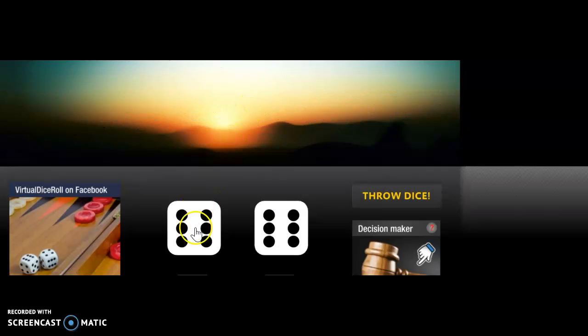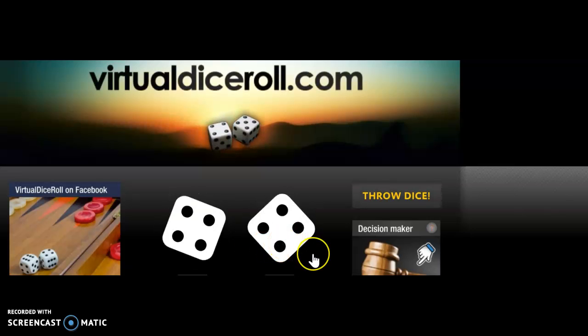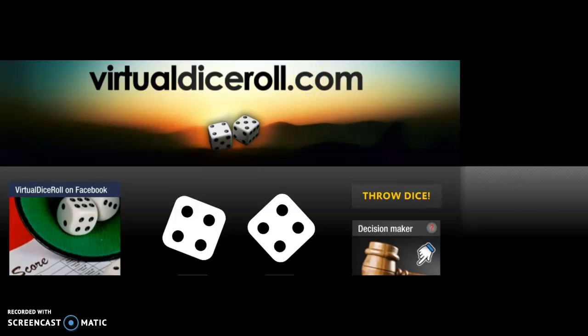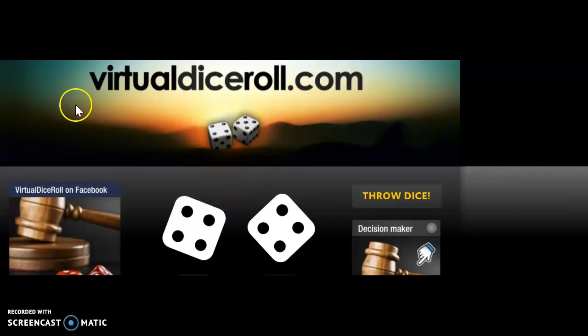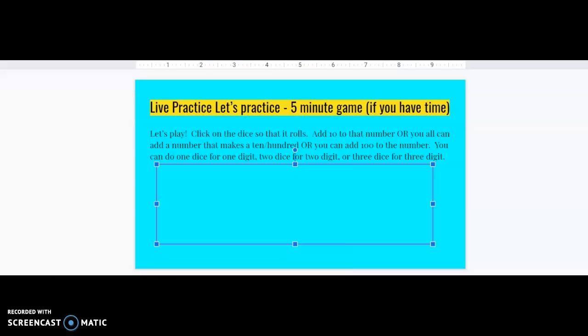So I have 2 dice here and I'm rolling, and we have 44. You just add that to 10. You can even go up to 3 dice and then also add 10 to those numbers to make it a little bit more challenging. So you can pause the video and play that game for a little bit.